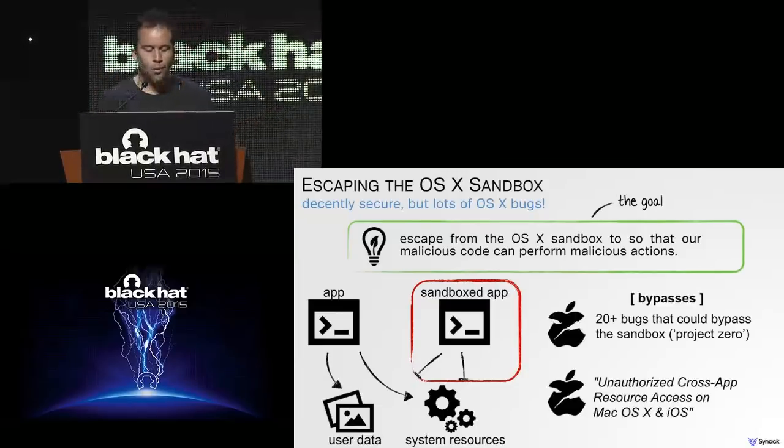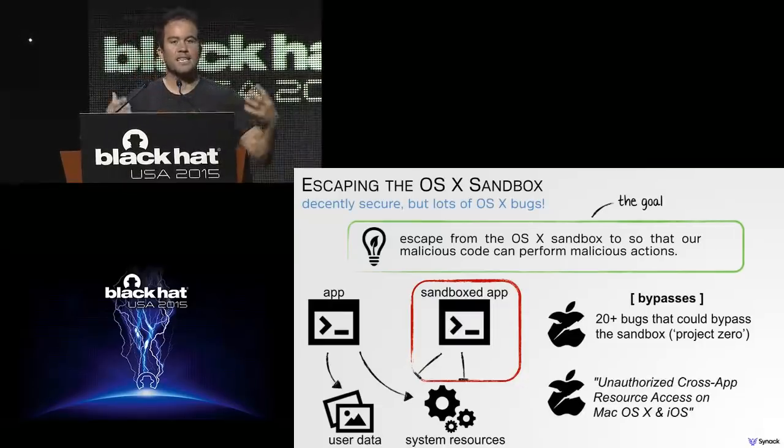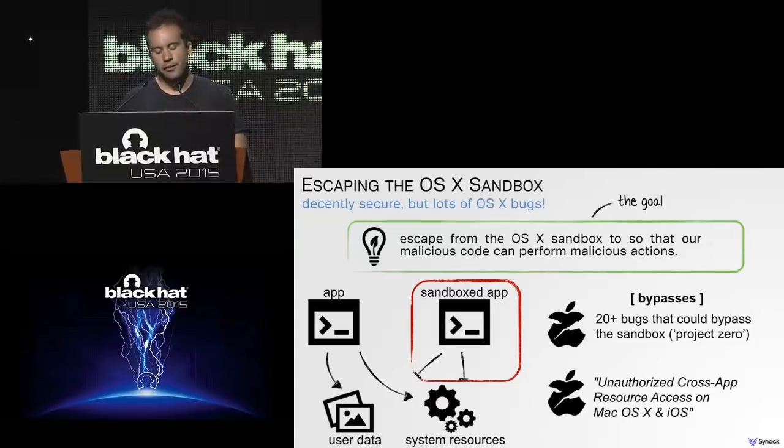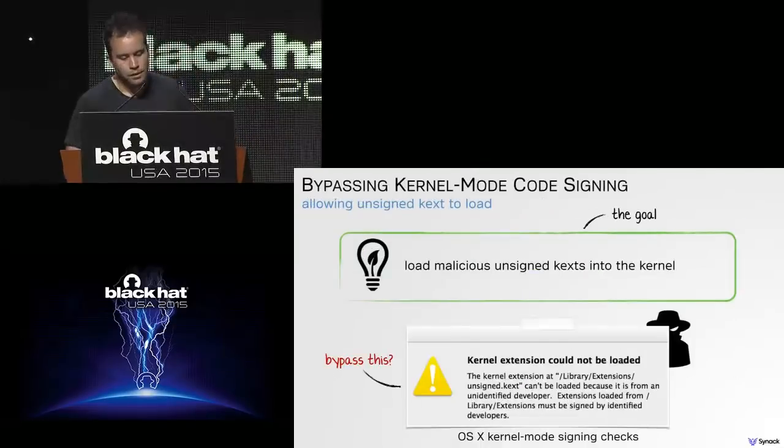Turns out, though, that while conceptually this is pretty strong, our friends at Google are finding tons of OS X bugs, as are some other researchers, that can escape the sandbox. So I really don't think this is an obstacle for any advanced adversaries. All right, what about kernel code signing requirements?